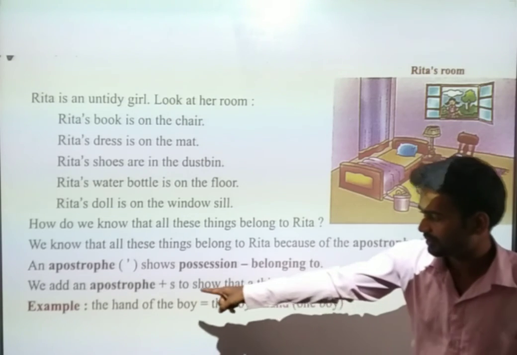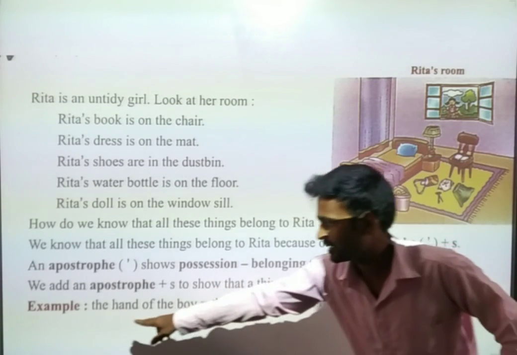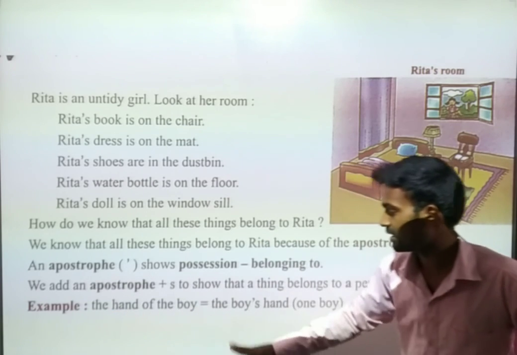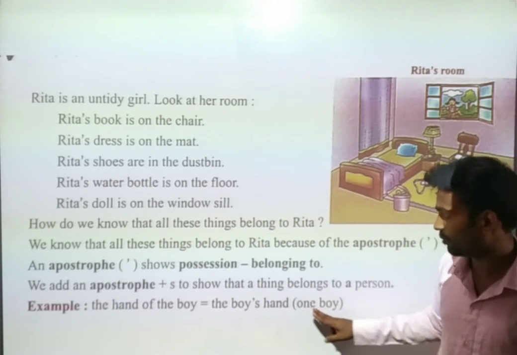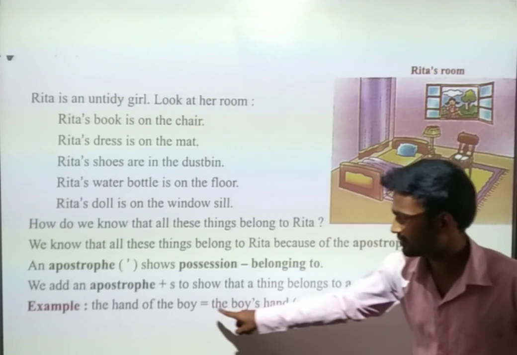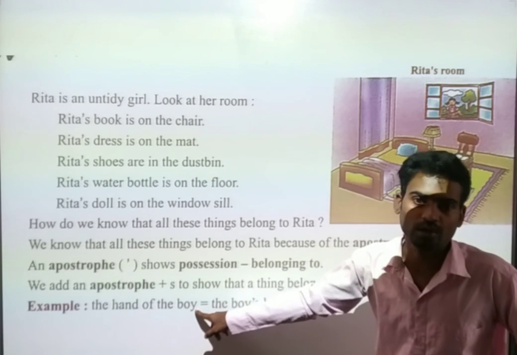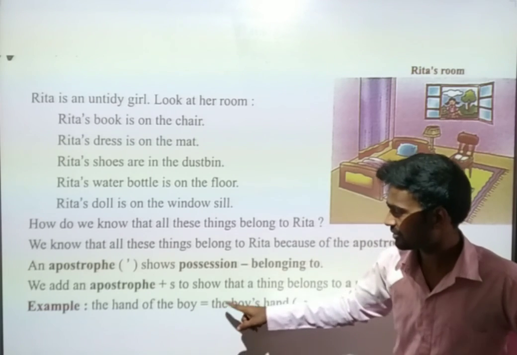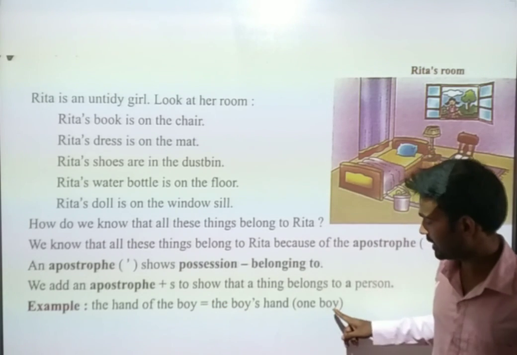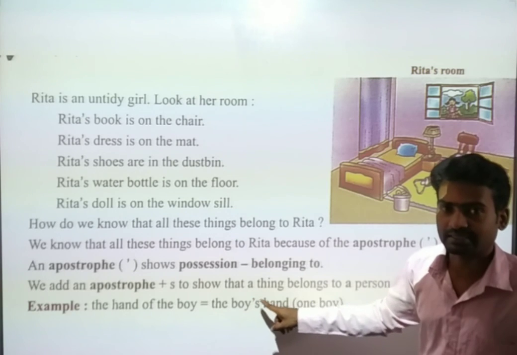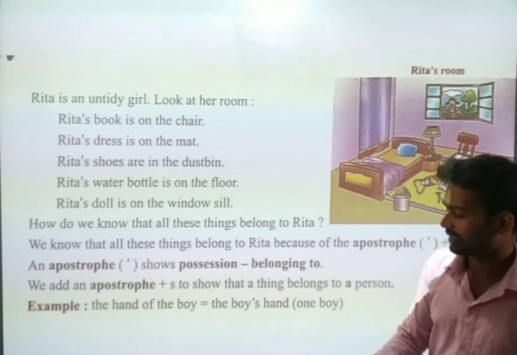For example, the hand of the boy. See here, the hand of the boy. The boy's hand, one boy. Here it is a singular case. Since there is only one boy, we add apostrophe plus s. Without the apostrophe, when we add s it becomes boys, which is plural.